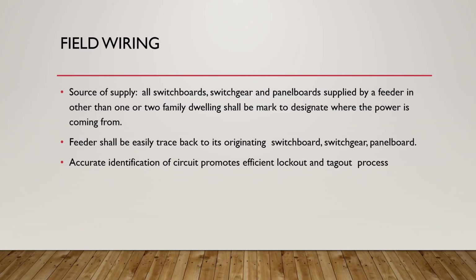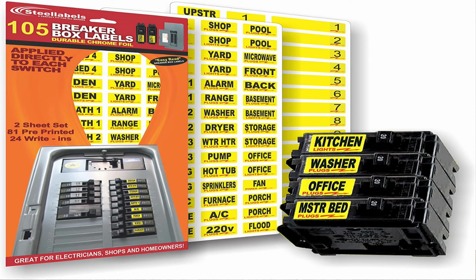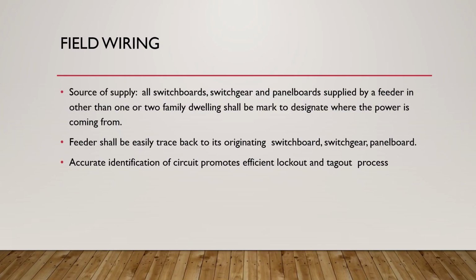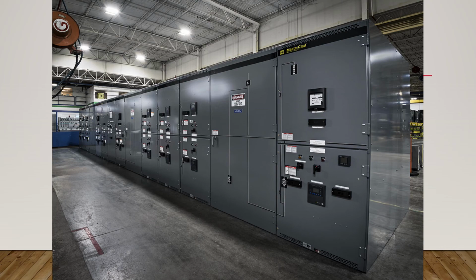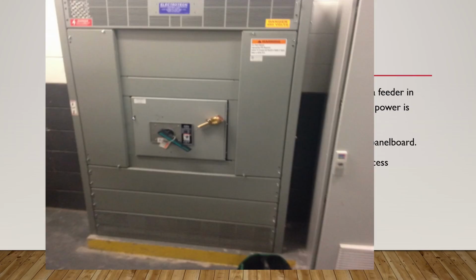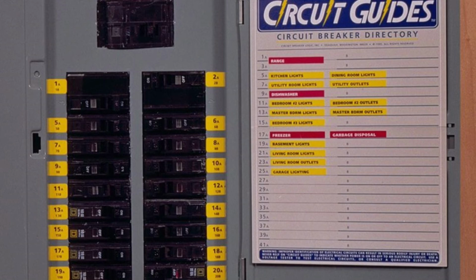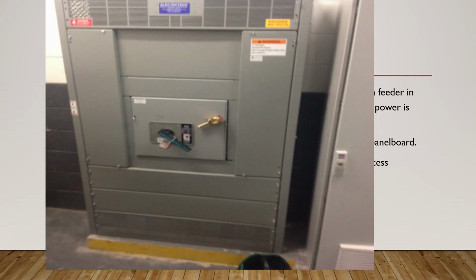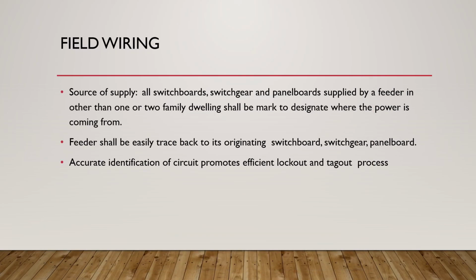Right, so all switchboards, switchgear, and panel boards supplied by a feeder in other than one or two dwelling units shall be marked to designate where the power is coming from. The feeder shall be easily traced back to its originating switchboard, switchgear, or panel board. Such field wiring is also determined to be identified, right? Such to provide accurate identification of circuits to promote efficient lockout or tagout within the process.